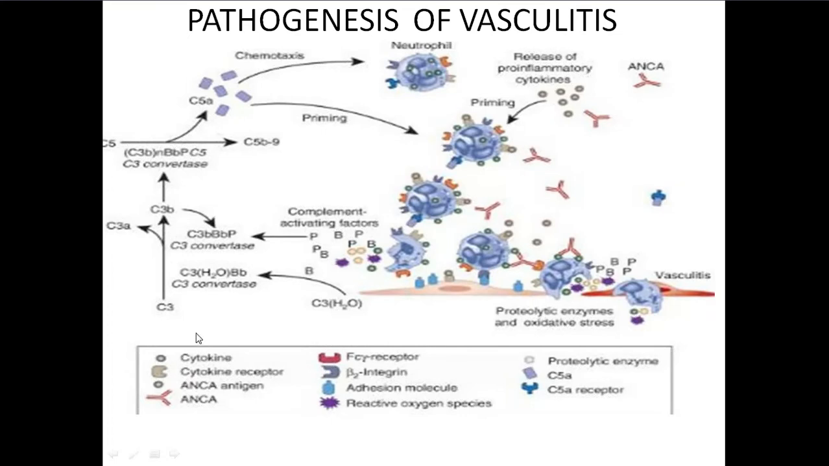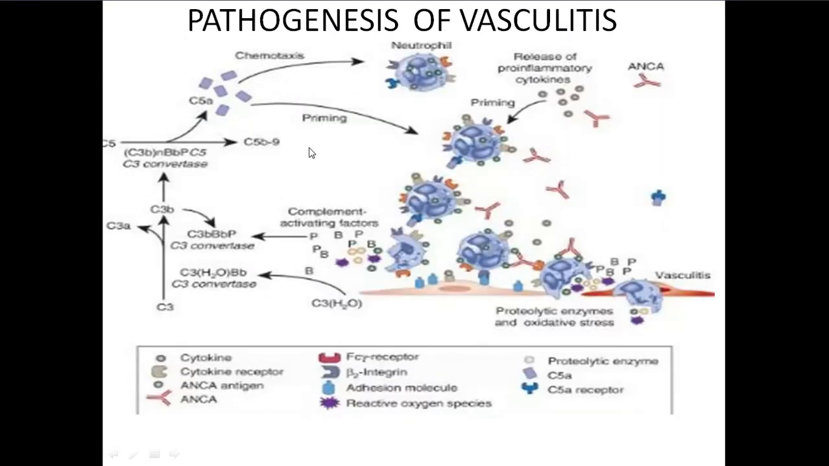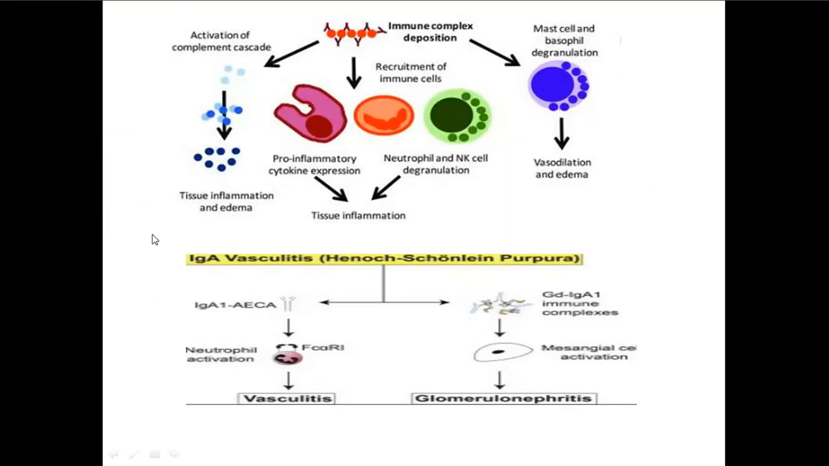So you can see the complement activation. There is immune complex deposition. This leads to activation of the complement cascade, leading to tissue inflammation and edema. This deposition also leads to recruitment of the immune cells, and this leads to pro-inflammatory expression due to production of neutrophils and natural killer cells, and this leads to tissue inflammation. Whereas mast cell and basophil degranulation leads to vasodilatation and edema.